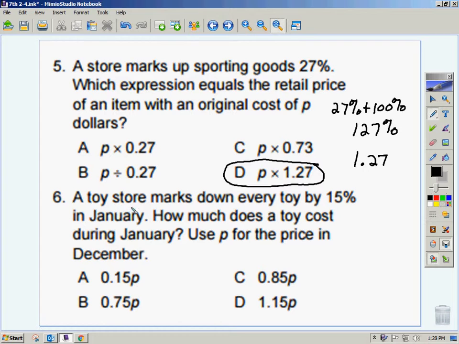In number 6, a toy store marks down every item by 15%. How much does a toy cost during January? So if I normally pay 100%, I'm marking it down 15%. I'm now only paying 85%. And as a decimal, that's 0.85. So I have to take 0.85 times P.